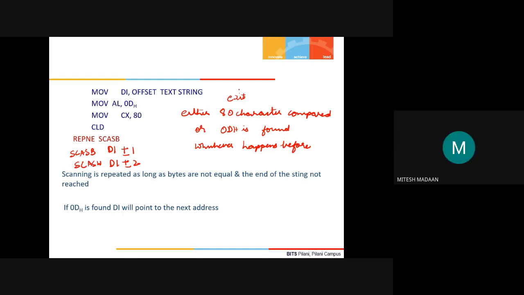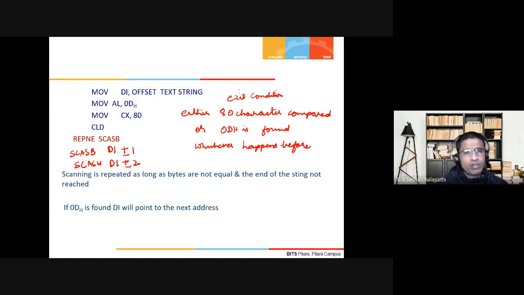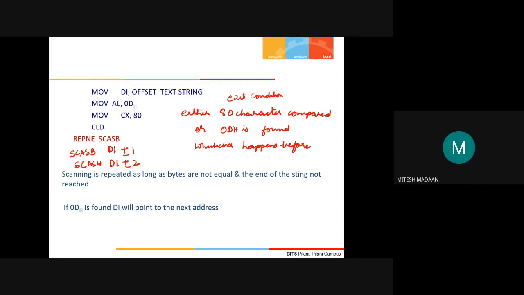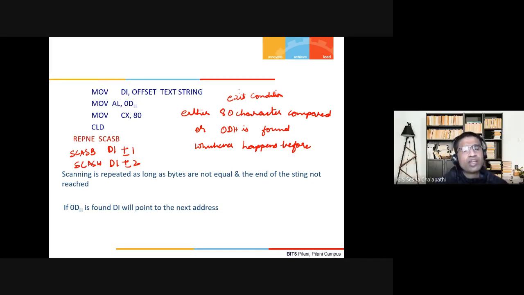No, when we have found the equality of the 0D in the string, why should DI be incremented then? The program should exit at that point. No, it will increment that time also. In the last comparison it will do, there also it will increment. Okay, sir.